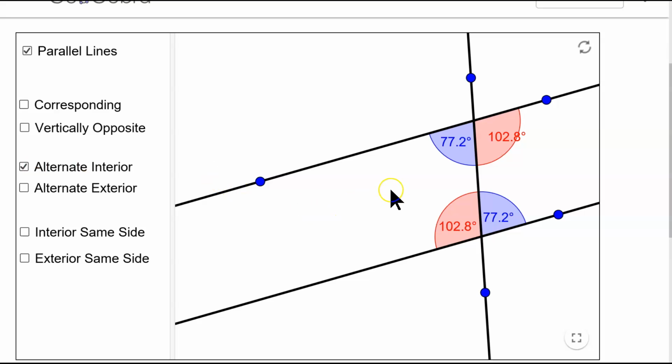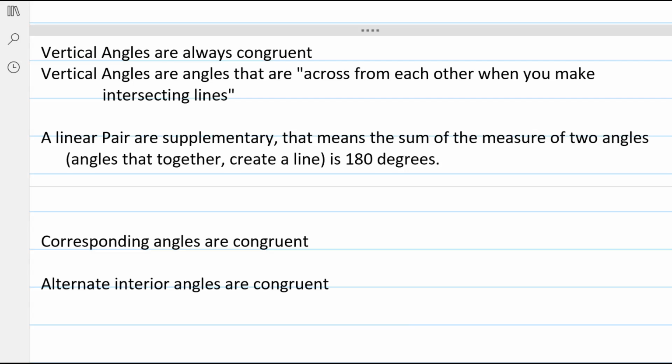Well, now we can just focus on the inside. And of course, alternate means the opposite side of the transversal. What do you notice? Alright, so let's go ahead and copy that down. Bingo! Alternate interior angles are congruent. Go ahead and pause it and copy it, and when you're done, come on back.